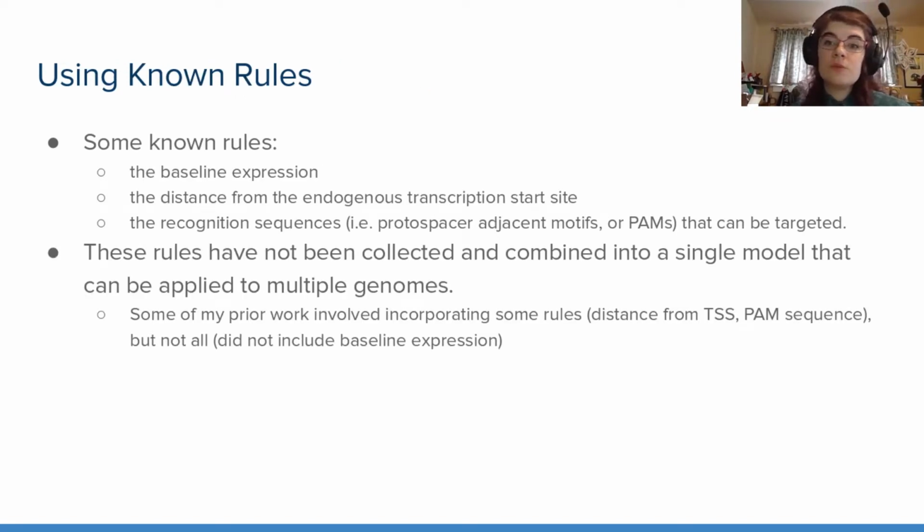So one thing we can do is leverage known rules. Prior work has revealed that things such as the gene's baseline expression, the distance from the TSS where the complex will bind, and the PAM sequence can have an impact on how effective that CRISPR-A is going to be. So using these facts can help us choose candidate genes for CRISPR-A. But many of these rules have not been collected and combined into a single model that can be applied to multiple genomes. So that makes it a little bit difficult.